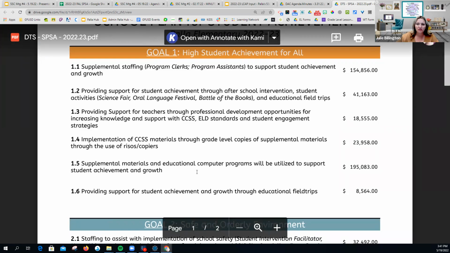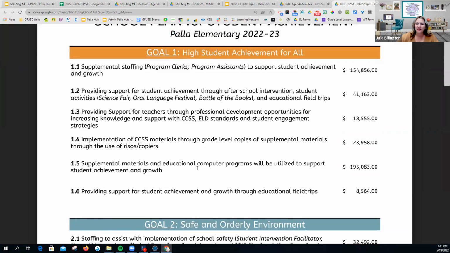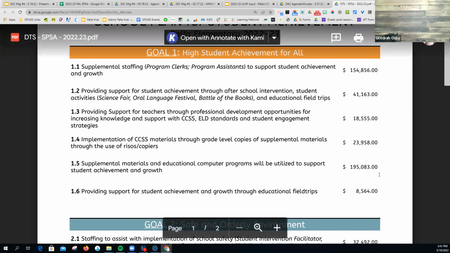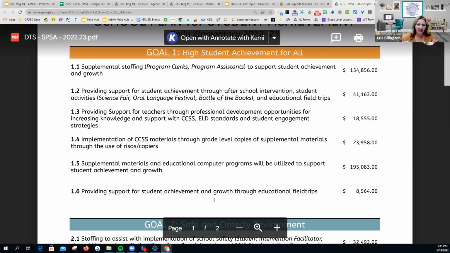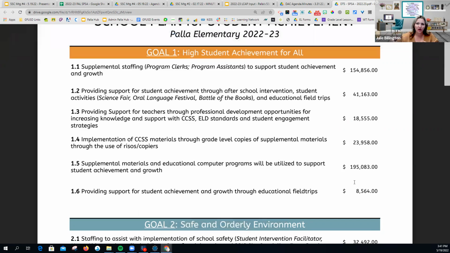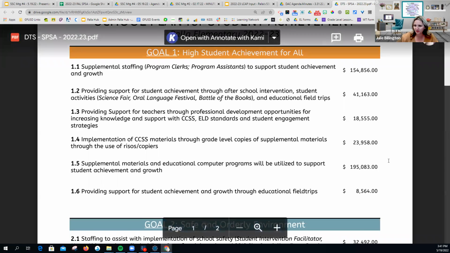Supplemental materials for classrooms, and then different educational computer programs that we have. And that's that money spent here. And then also the educational field trips, so providing that kind of specific just for field trips. And so that's for goal 1. So this all is going for high student achievement for all.